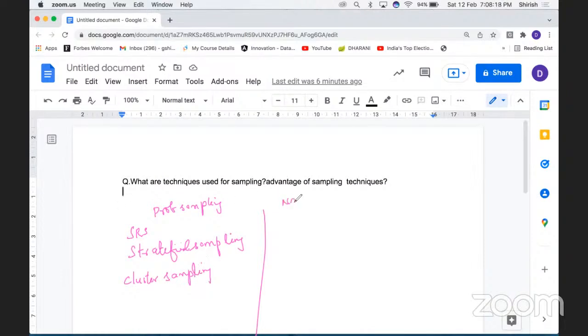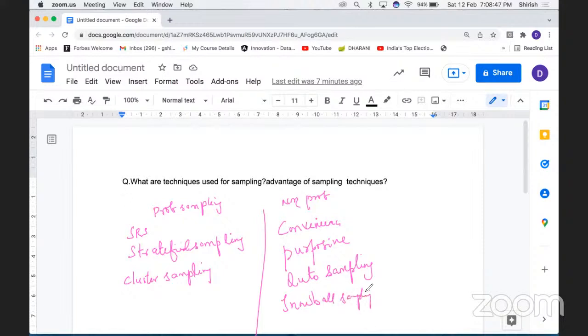In non-probability, it does not rely on randomization. So it is convenience sampling, it is purposive sampling, and it is quota sampling. Or you can put under snowball sampling, right? So there are many techniques. Depending upon the data we have with us, we will go and use them.